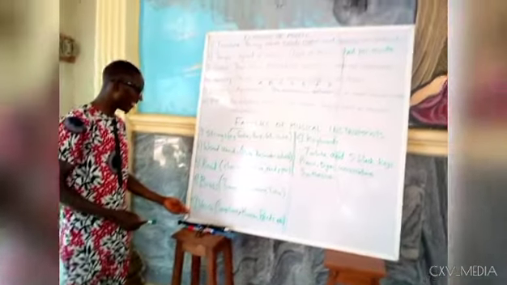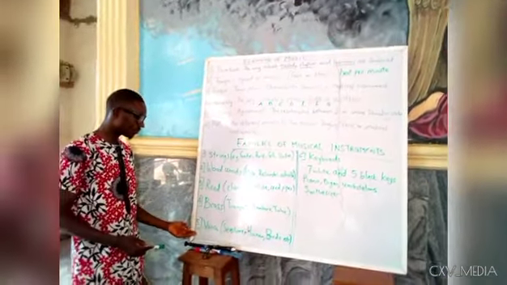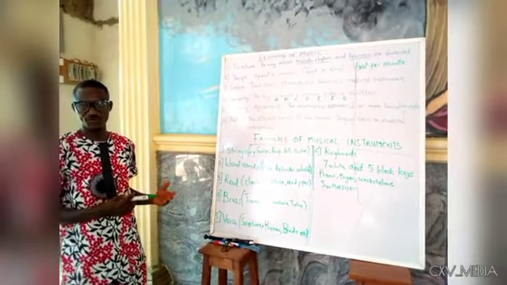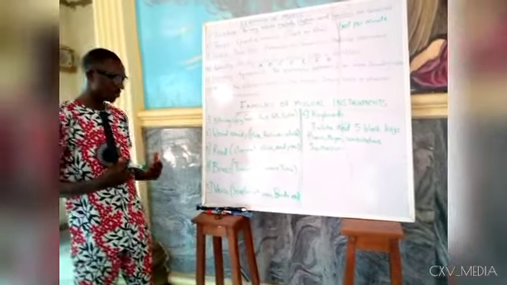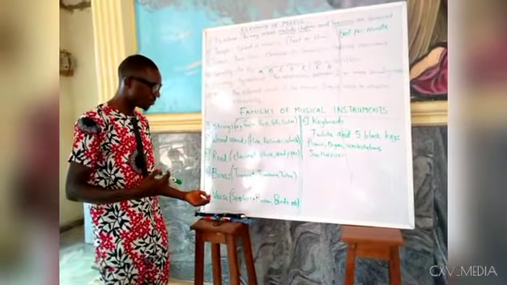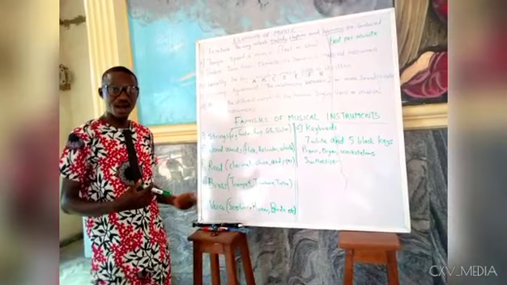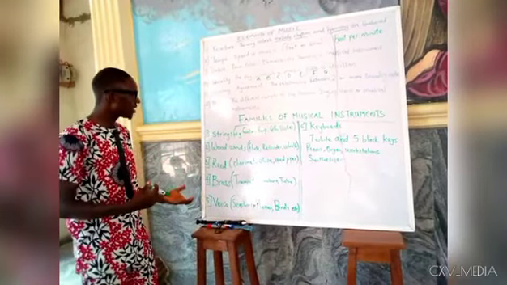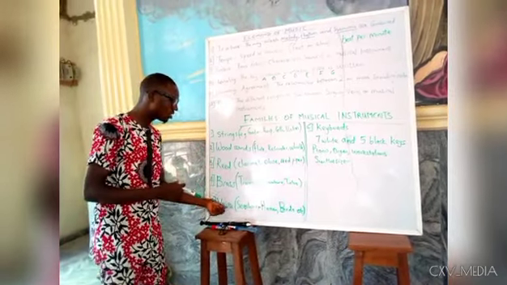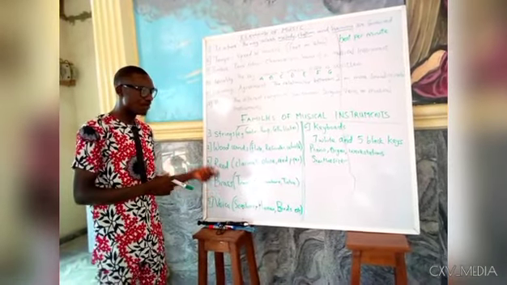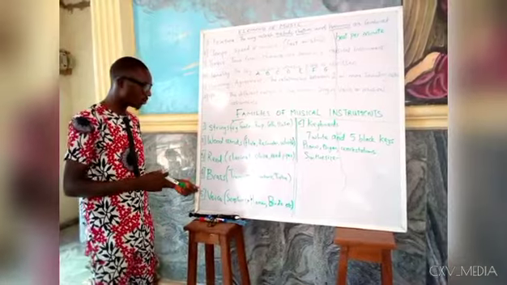While number five, we have voice. The sea has its voice. The ocean has its voice. The human has the voice. Animals too have voices. Let us understand that music is arrangement of sound. Anything that produces sounds belongs to the families of musical instruments.